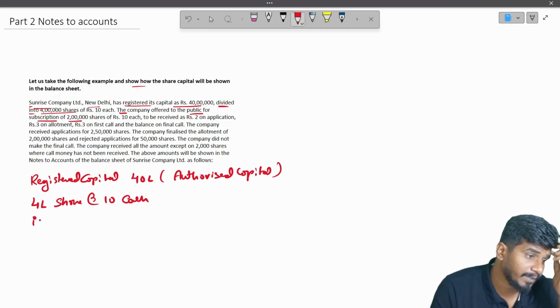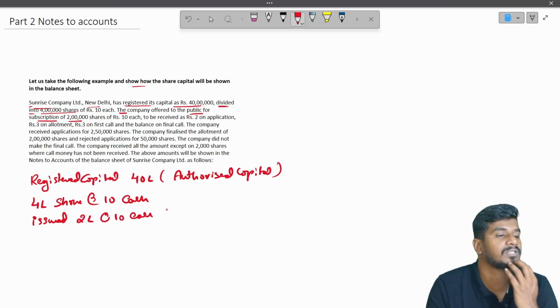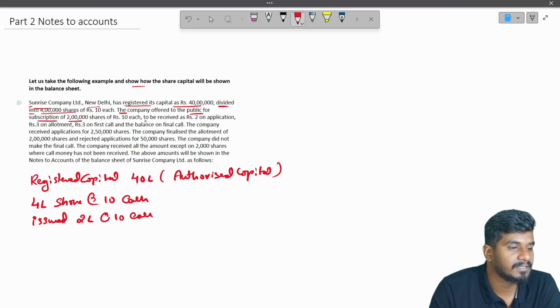So here the company issued 2 lakh shares at 10 rupees each to the public to subscribe. So let us understand the next line. To be received as 2 on application. On application, the company will receive 2 rupees. On allotment, it is 3 rupees. So here it is allotment 3 rupees.